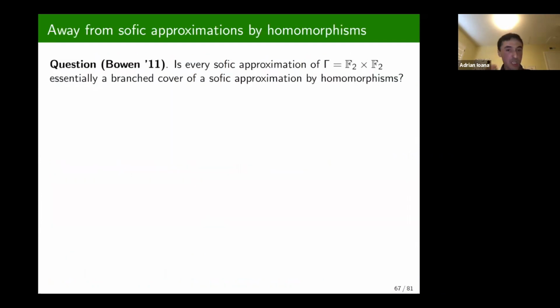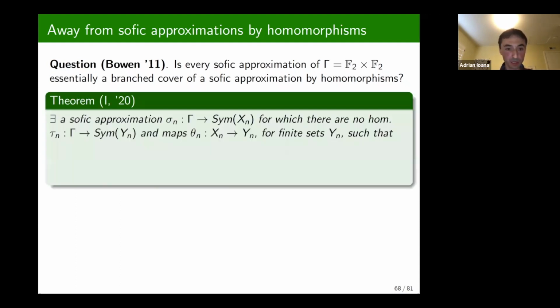Okay, and the question he asked is whether every Sophic approximation of F2 times F2 is essentially a branch cover of a Sophic approximation by homomorphisms. So if I give you a Sophic approximation of F2, let's say sigma n, is it true that it has a factor which is a Sophic approximation by homomorphisms, where each tau n is a homomorphism?